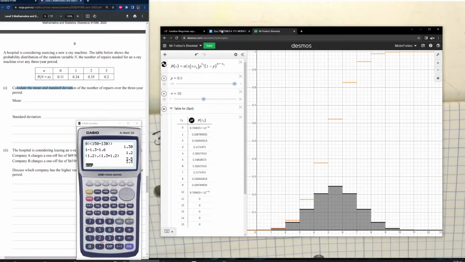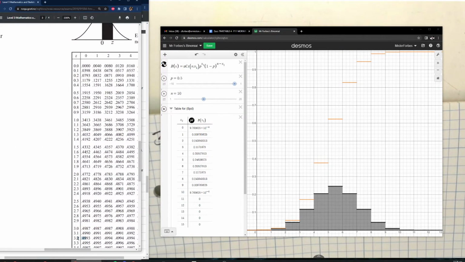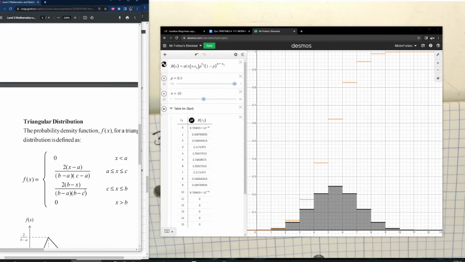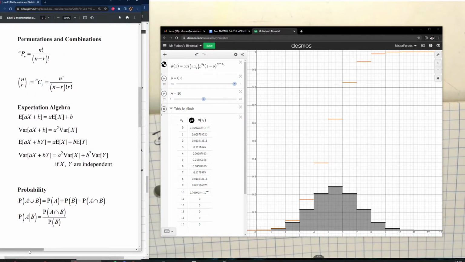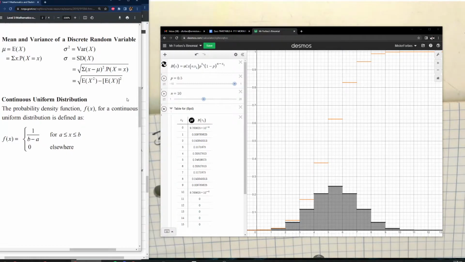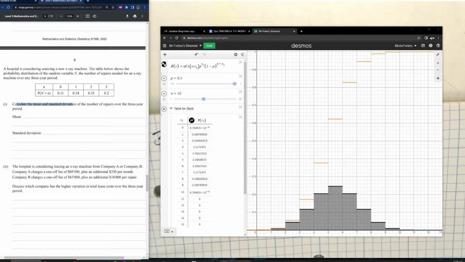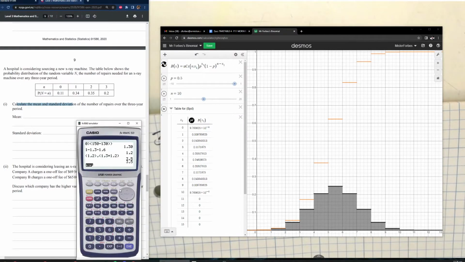Alright, so you've got this formula sheet here. You could use these calculations to do it, but they are a mission. They are not worth the achieved grade that you get for these. So I use a calculator.